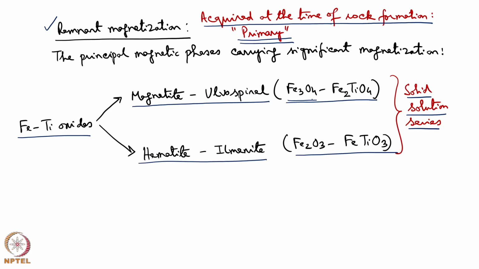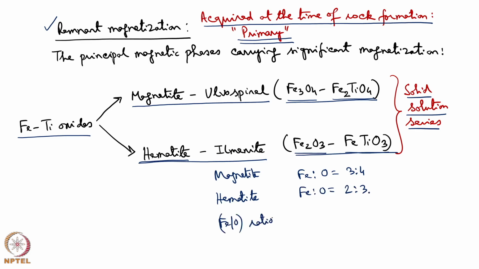Fe3O4 is the formula of magnetite, ulvospinel is Fe2TiO4, hematite is Fe2O3, and ilmenite is FeTiO3. Note that in magnetite, the ratio of iron to oxygen is 3:4, and in hematite Fe to O is 2:3. From here we can understand that the Fe to O ratio is higher for magnetite than hematite, and we know that magnetite is more strongly magnetic than hematite.